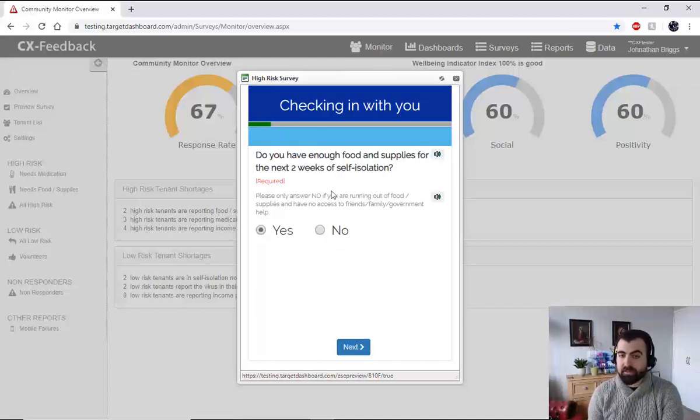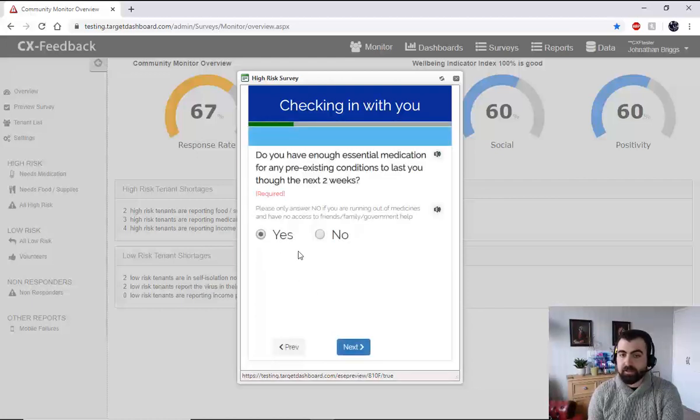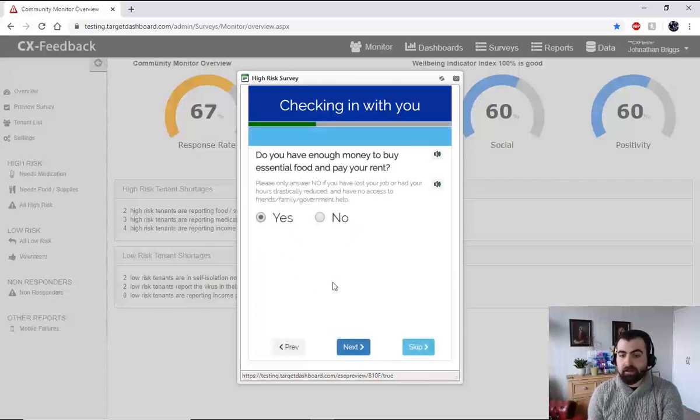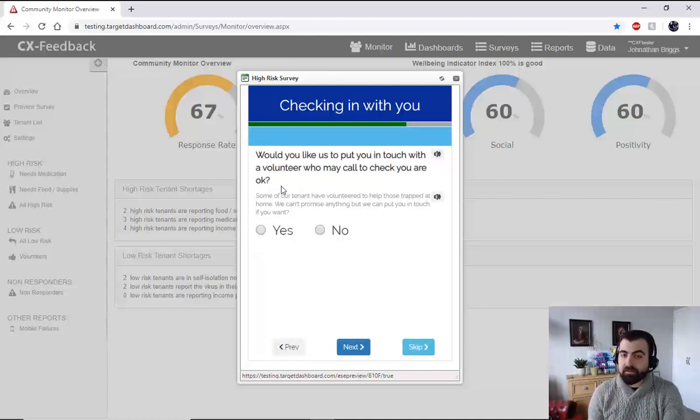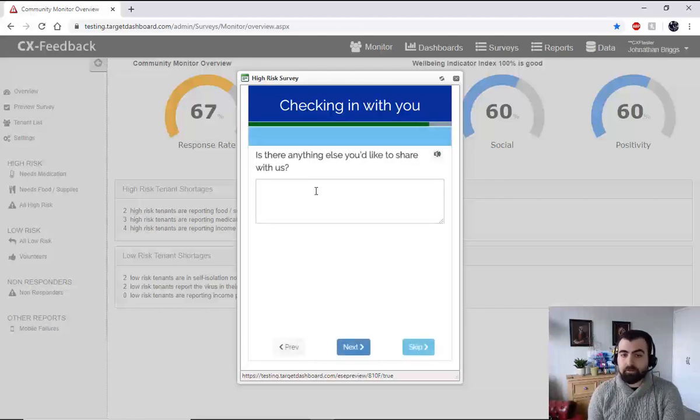So a high-risk tenant gets questions on things like food and supplies, medication, income, which they can skip if they want. They might not want to indicate that. And then their well-being questions will come through these 5-point sliders. So they'll be able to tell us if they feel lonely, or if they are getting enough exercise, or if they are feeling positive given the circumstances, which is our way of wording our mental health question. Then they will get the chance to indicate would they be okay being in touch with a volunteer, and also give us a little comment.